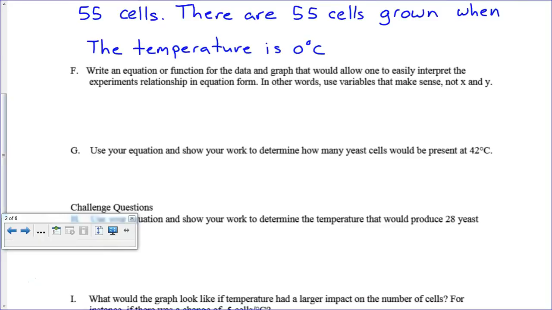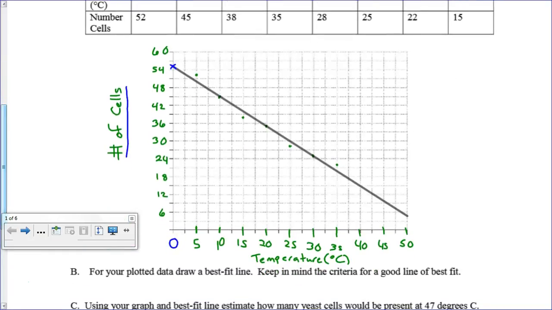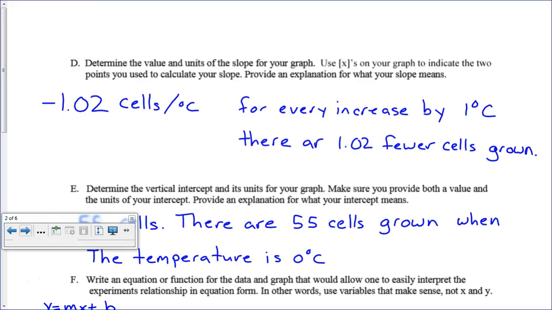For f here now, it wants us to go ahead and write an equation for this graph that we've created, and it needs to be easy to interpret. Basically what I'm saying there is don't use x and y. I want you to use actual variables that make sense in this case. So what I recommend is you start with y equals mx plus b. That's your slope-intercept form for a line. But now we're going to be putting in things to make it more meaningful. So y, that's the vertical axis. If we look back at our graph at the vertical axis, it has cells on it. So a good variable for that would be C to represent cells.